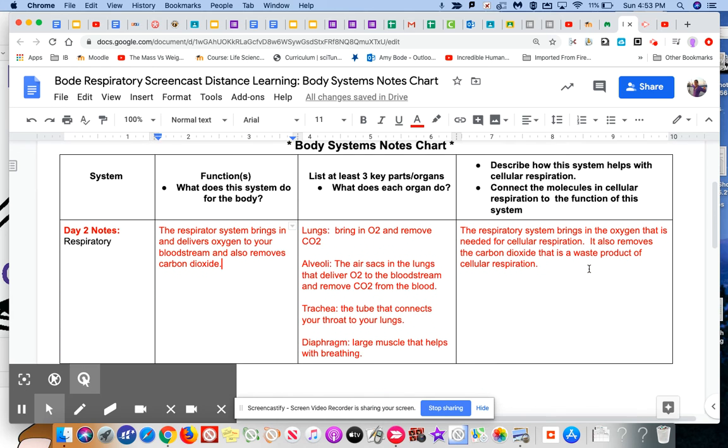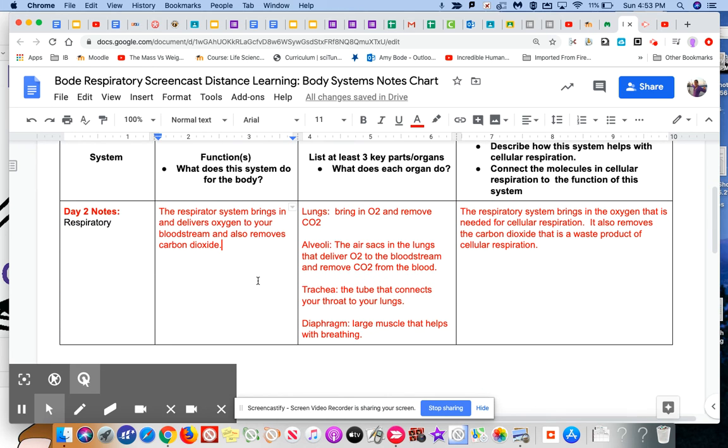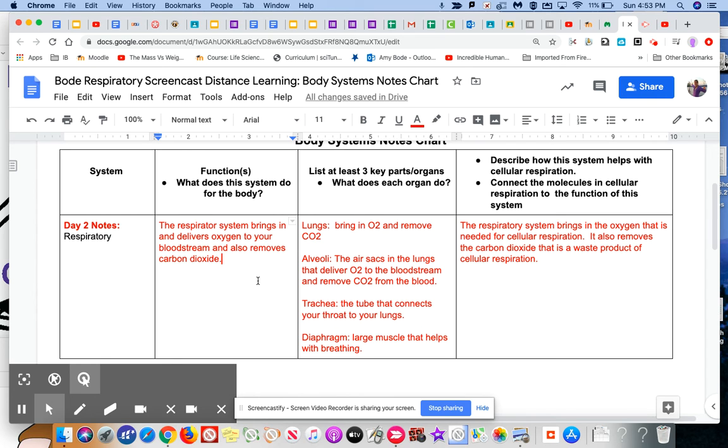So for notes from the last class, the function of the respiratory system, its job is really to bring in and deliver oxygen to your bloodstream and then remove the carbon dioxide. For listing 3 key parts or organs, you don't need all of these. I just wanted to give you a few examples. The lungs bring in the oxygen and remove carbon dioxide. The alveoli are the air sacs in the lungs that deliver oxygen to the bloodstream and remove carbon dioxide.